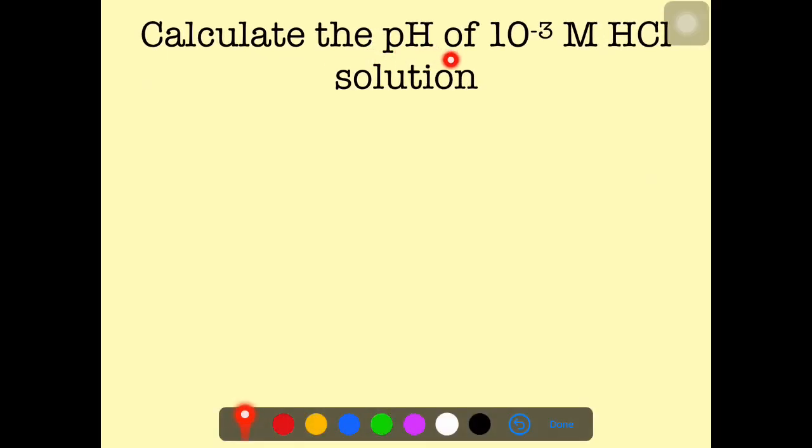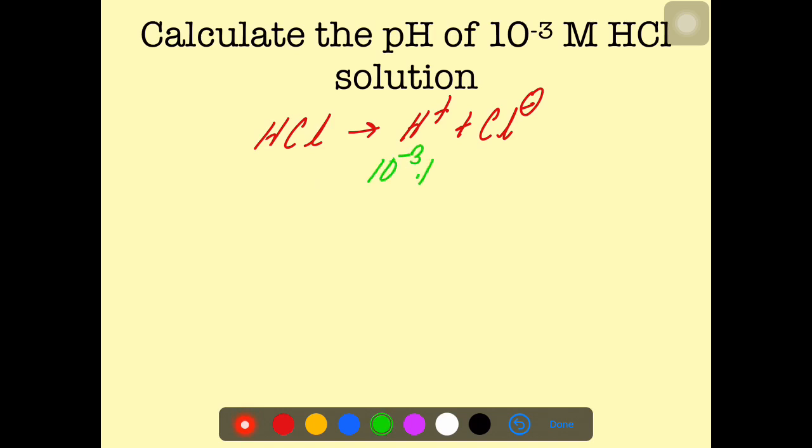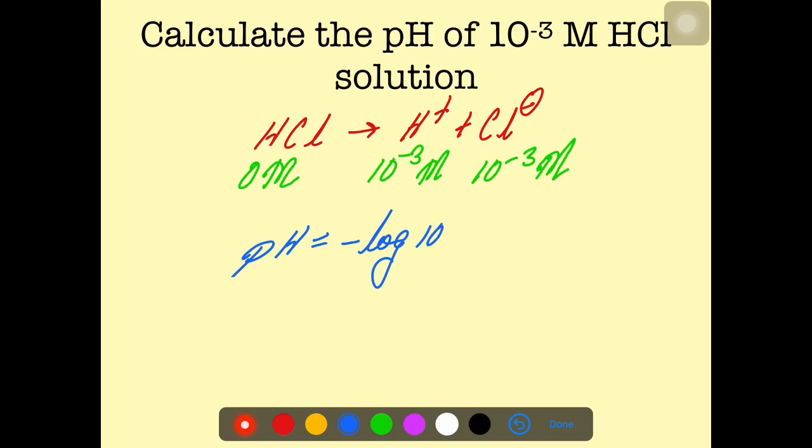Now this question is asking you to calculate the pH of 10 minus 3 molar HCl solution. Let's assume that HCl completely dissociates. It's a strong acid, so it will completely dissociate. I put an irreversible arrow here to indicate that it completely dissociates, and that effectively means that the concentration of H plus ions in the solution will be 10 to minus 3. Also the concentration of chloride ions will be 10 to minus 3, and the concentration of HCl will be 0 moles per dm cube. pH will therefore be minus log of 10 to minus 3, which is equal to 3.